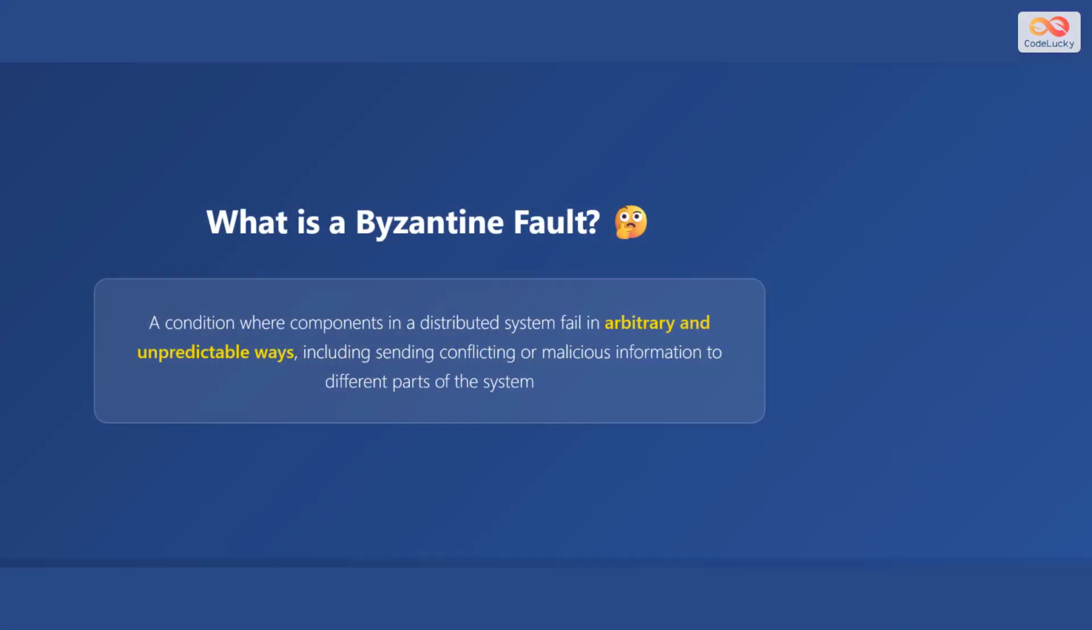A Byzantine fault is a condition where components in a distributed system fail in arbitrary and unpredictable ways. Unlike simple crash failures where a node just stops working, Byzantine faults are much more complex. A faulty node might send conflicting information to different parts of the system, deliberately lie about its state, or behave in any other malicious or random manner. This makes Byzantine faults particularly challenging, because you cannot predict what the faulty node will do next.